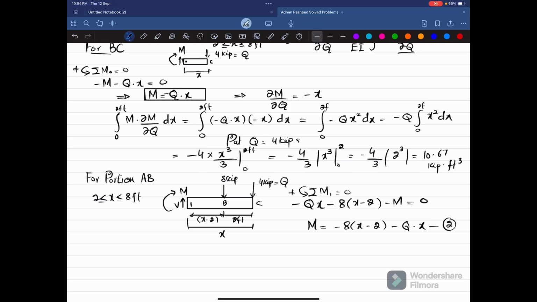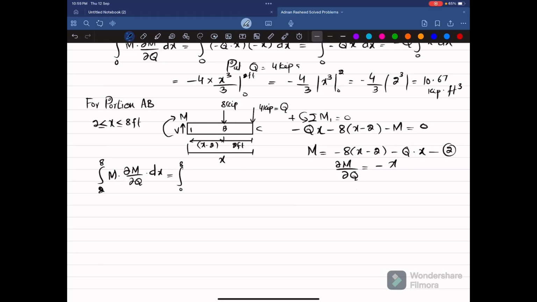Okay, now we have the equation, and the limit was x greater than 2 and less than 8 feet. Okay, so 2 and 8. So the moment into partial M over partial Q into dx. So again put the limit from 0 to 8. So plug in the value of M and partial M over partial Q. So M is minus 8 into x minus 2 minus Q into x. This is the value of M, and partial M over partial Q is minus x into dx. Put Q equal to 4 kips, that we have taken over here.